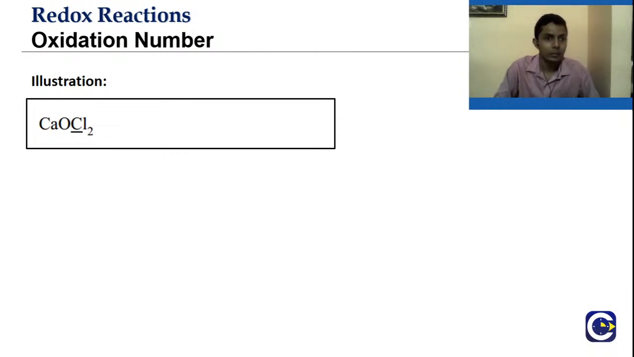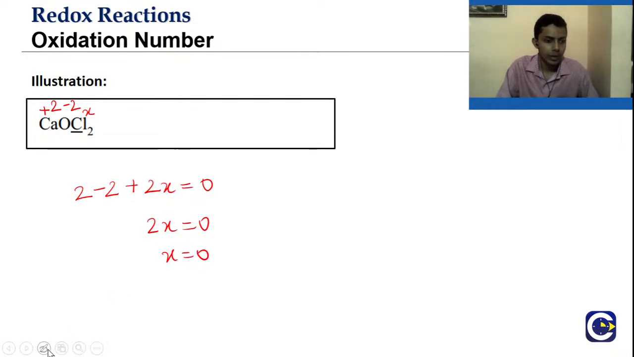Calcium, as I had previously said, has oxidation number of +2. Oxygen has oxidation number of -2. So we got it directly. So let's say chlorine oxidation number is X. When I add all of them, it will be 2 minus 2 plus 2x equal to 0, or 2x equal to 0, x equal to 0.